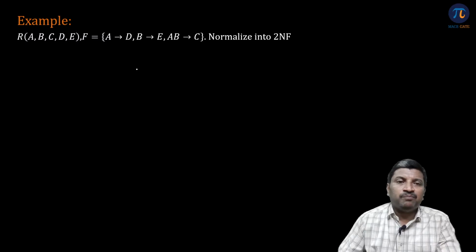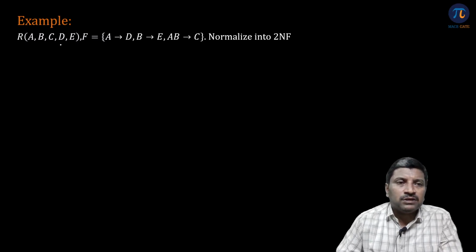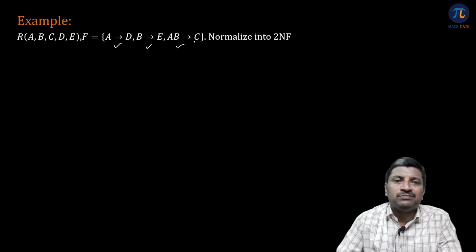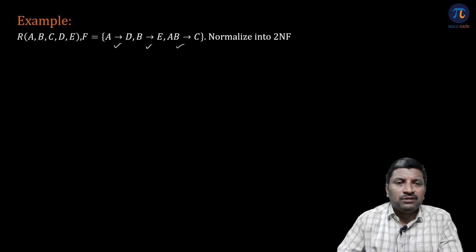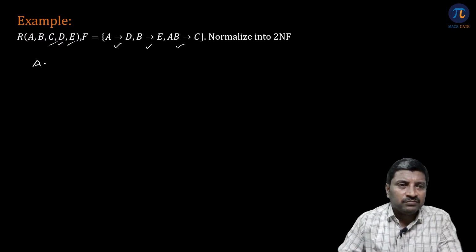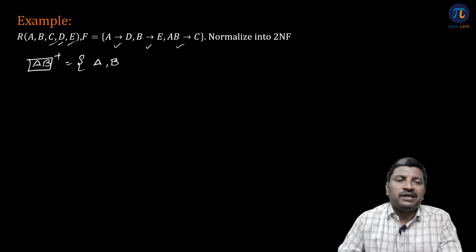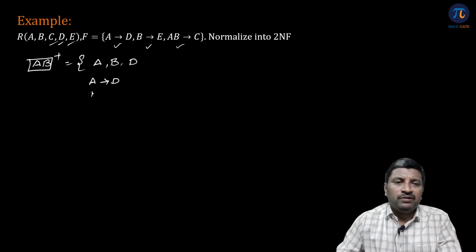Let us go to one more example. Suppose I have a relation with the same 5 attributes, sir. A implies D, B implies E, AB implies C. Then I have D is present, E is present, C is present. I don't have AB, sir. So let us find the closure. I can get AB. Then with the A, I can get D. With the B, I can get E. With the AB, I can get C.